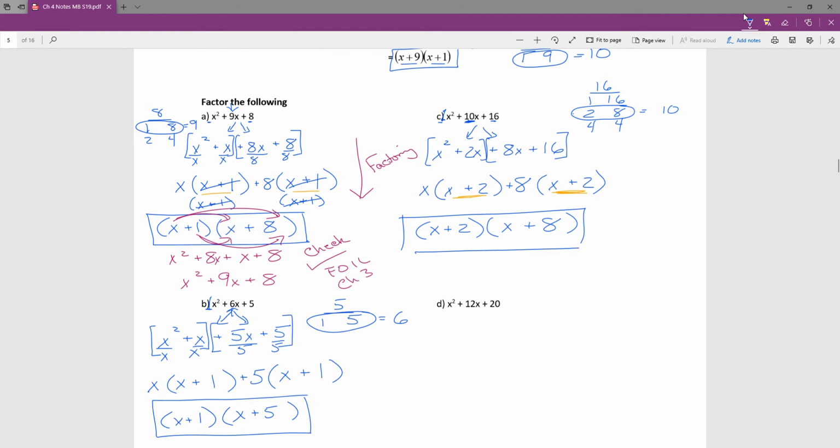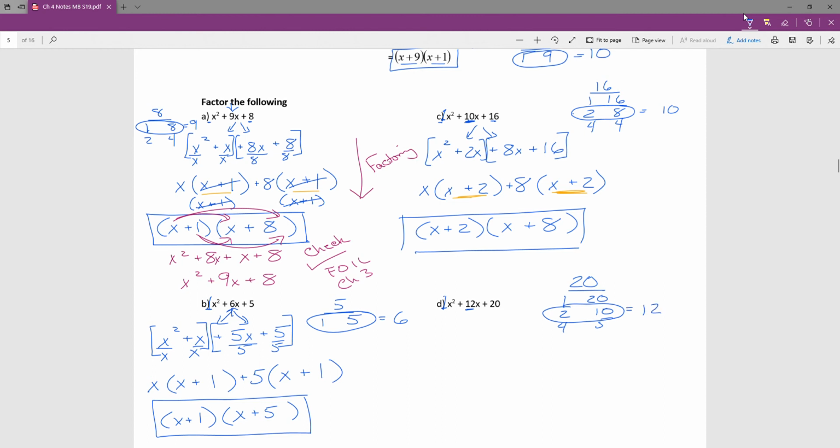Another one here, I've got 1 times 20, so at the top of my number puzzle I'd have a 20. I'd factor 20 in as many ways as I can. And I'm going to have to choose which combination of factors satisfy the second criteria of my number puzzle. And so they're all factors of 20, but only one set of factors is going to add together to give me my B term. So 2 and 10 would add together to give me 12, which is my B term.